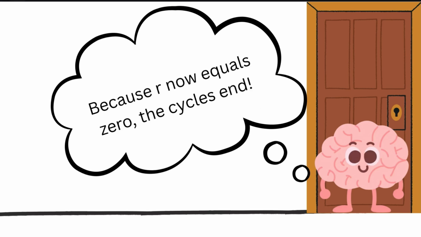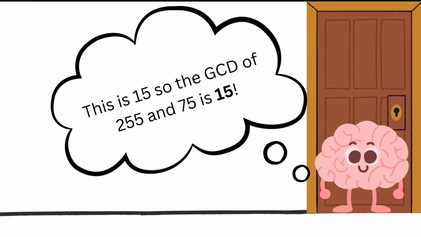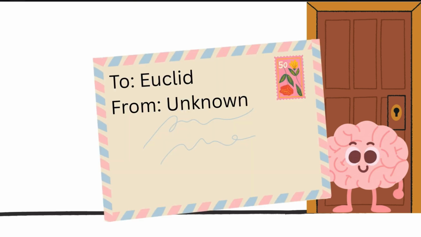Because R now equals 0, the cycles end. Now we find the remainder of the cycle before 3, aka cycle 2. And just to note, R2 is the same thing as B3. This is 15, so the GCD of 255 and 75 is 15. Let's check.